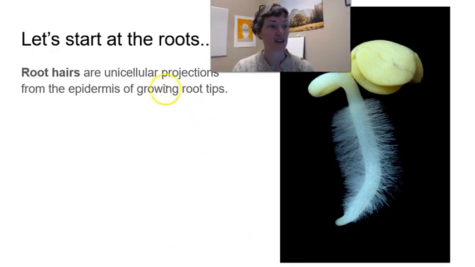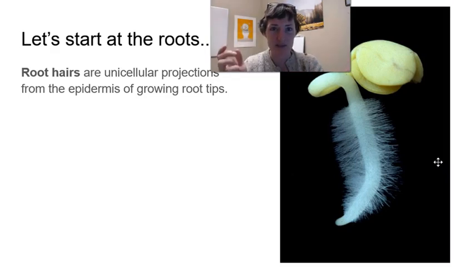So root hairs are unicellular projections. They're just one long cell from the epidermis, that outer layer, of growing root tips. And all next week we'll be looking at root and shoot anatomy. So this is something that you should hopefully see this week when your fast plant seeds germinate. Fast plants are related to mustards, so if you are familiar with mustards that have seeds in them, that's about the size of your fast plant seed. It's a tiny, tiny, tiny little reddish seed.